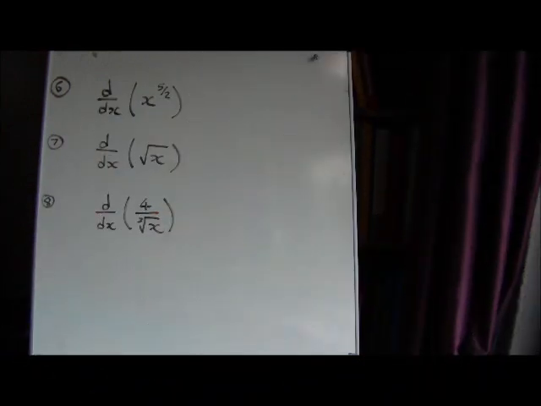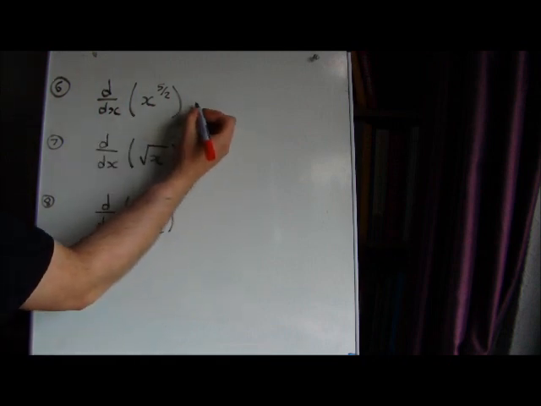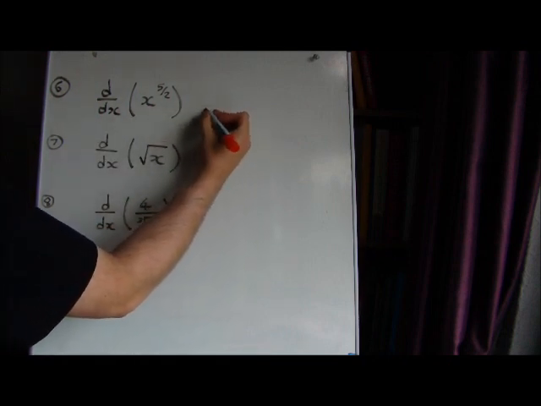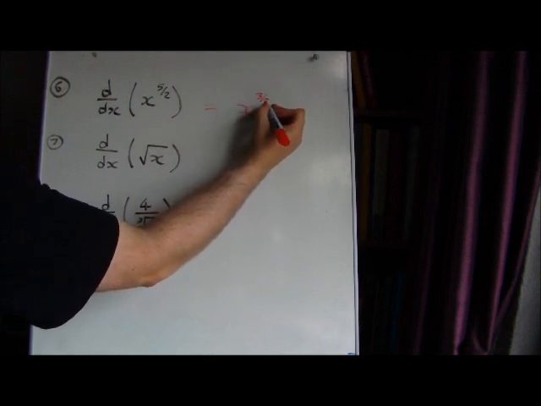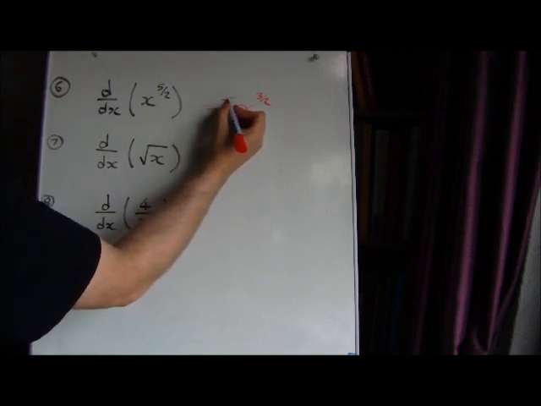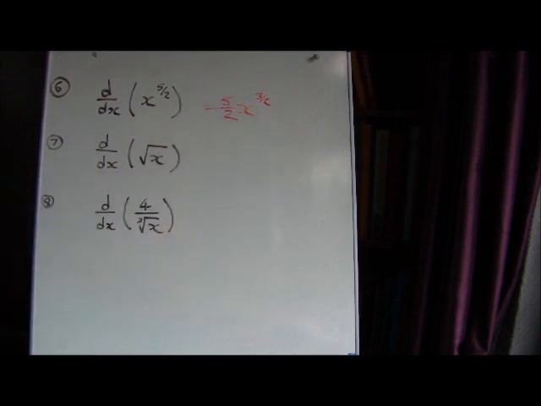Finally, we'll look at some examples where we have fractional powers of x. So we'll deal with these in the same way as before. So with x to the power 5 over 2, if we reduce the power by 1, it will give us x to the power 3 over 2, and we multiply by the old power, which is 5 over 2.